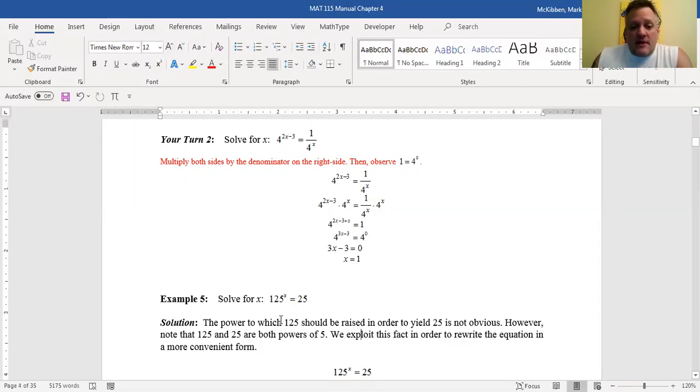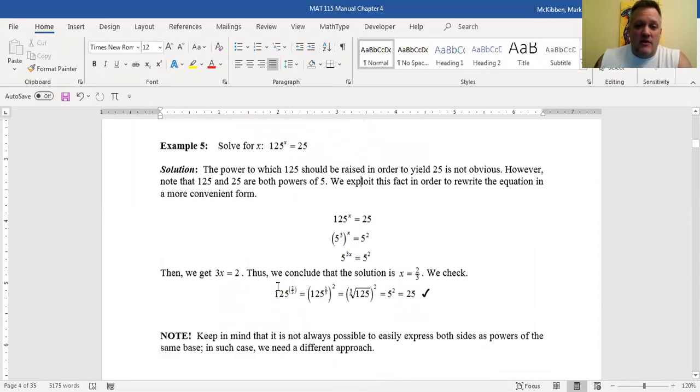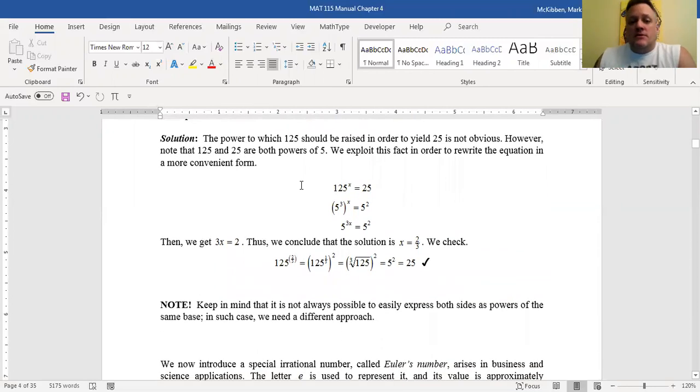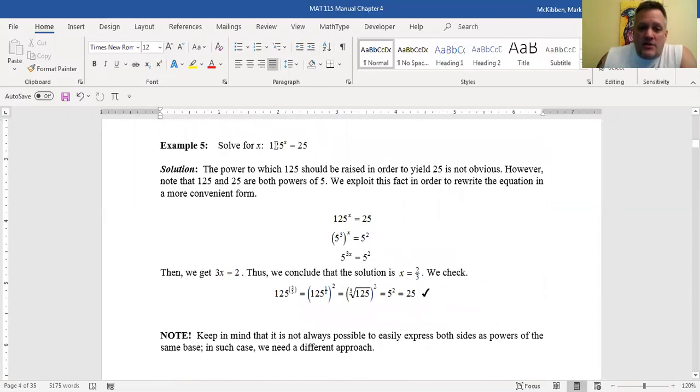In this example, example 5, notice that you can't use 25 or 125 as the base, right? So I'm going to rewrite each of these as a power of 5. 125 is 5 cubed, 25 is 5 squared. And so I'm going to rewrite the 125 to the x as 5 cubed to the x. And I'm going to rewrite 25 as 5 squared.